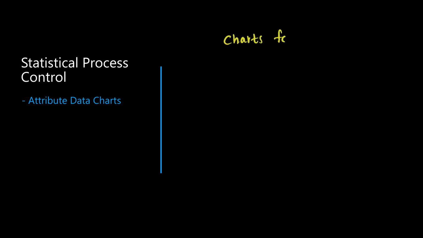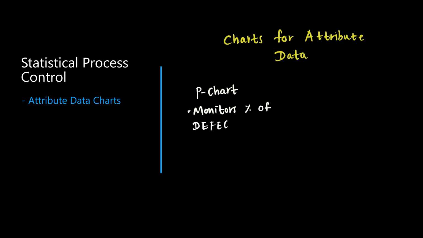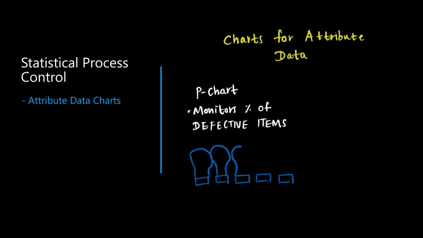The second type of data is attribute data. These are characteristics that you count, typically in a yes, no, or pass-fail format. For attribute data, we use P charts and C charts. A P chart monitors the proportion or percentage of defective items in a sample. For example, if you are inspecting samples of 100 light bulbs to see how many don't work, you would use a P chart to track the percentage of defective bulbs over time.